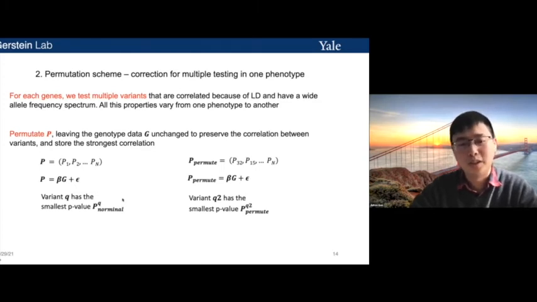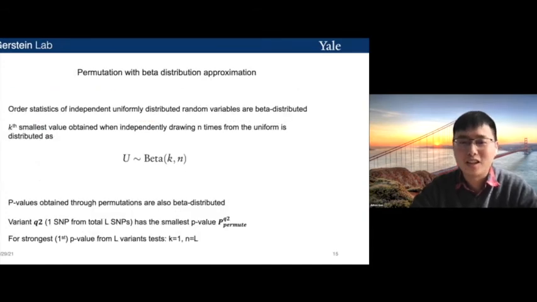And that's a simple way that you could use permutation to compare or adjust your original p-value. And here, they didn't use this simple way. They have something more complicated. They found a mathematical theorem saying that all the statistics could follow a beta distribution.